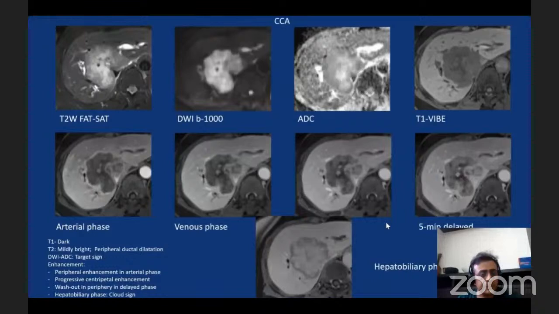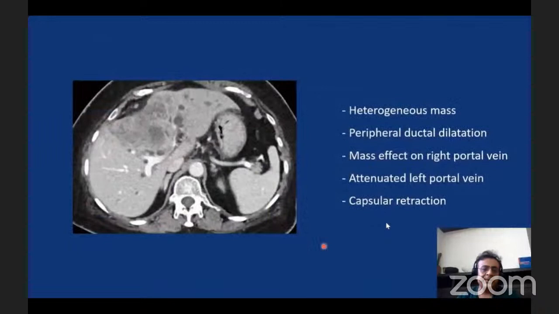Sometimes even a single image is quite diagnostic of cholangiocarcinoma. I'm showing a patient who has a mass showing heterogeneous enhancement. There is peripheral capsular retraction. There is attenuation of the portal vein. It's not invaded. See, there is compression of the portal vein. There is associated peripheral ductal dilatation. So with one image, quite confidently, I can say that this is most likely cholangiocarcinoma.